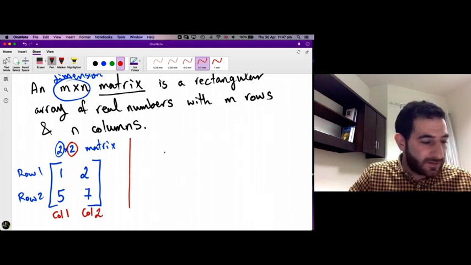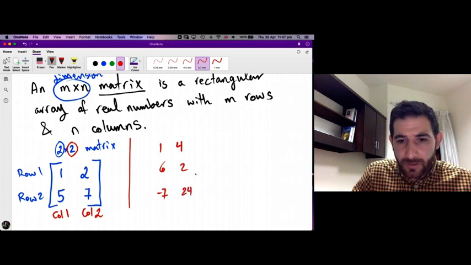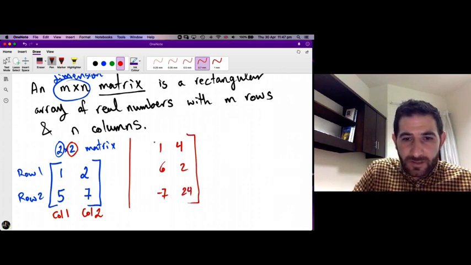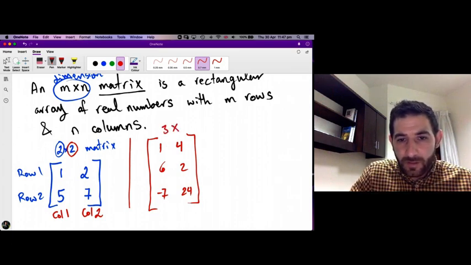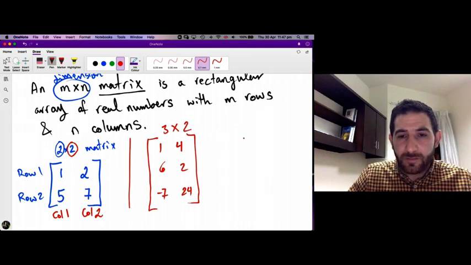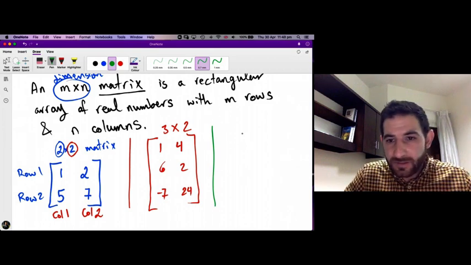Another example is, say, 1, 4, 6, 2, negative 7, 24. So what is this? This is a matrix of what dimension? 1, 2, 3 rows, so it's a 3 by, 1, 2 columns. So this is a 3 by 2 matrix.